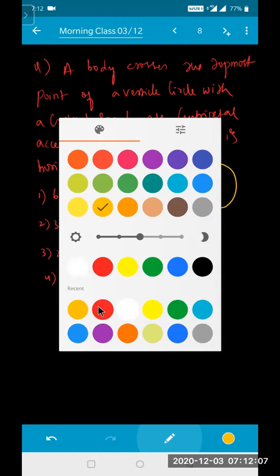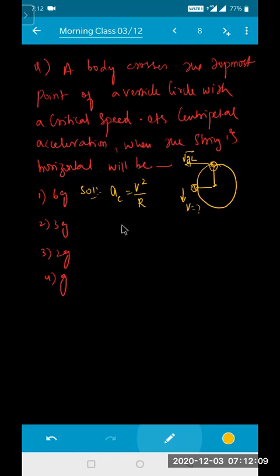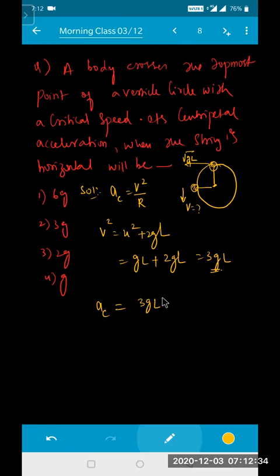How do you calculate the velocity? I told you, at any angle you already know the formula, or else you can use the kinematic equation. v square is equal to u square plus 2gh. This u square is gL, and this is 2g into L. So this will be equal to 3gL. So centripetal acceleration a_c is equal to 3gL divided by R, and R is nothing but equal to L.